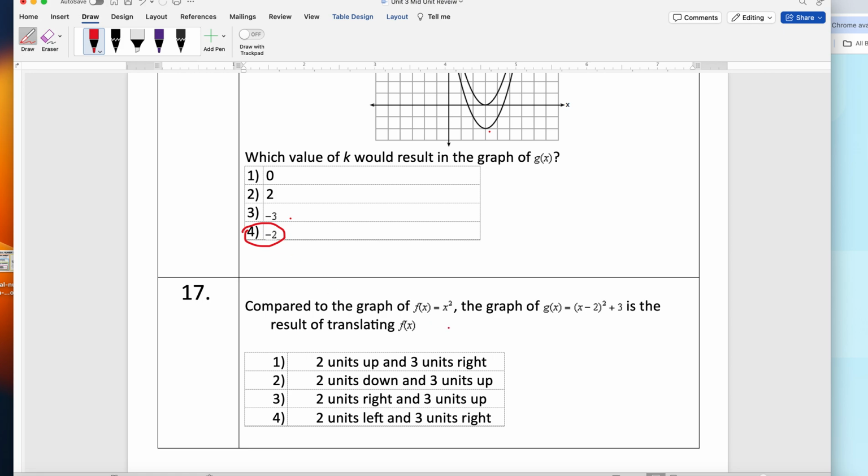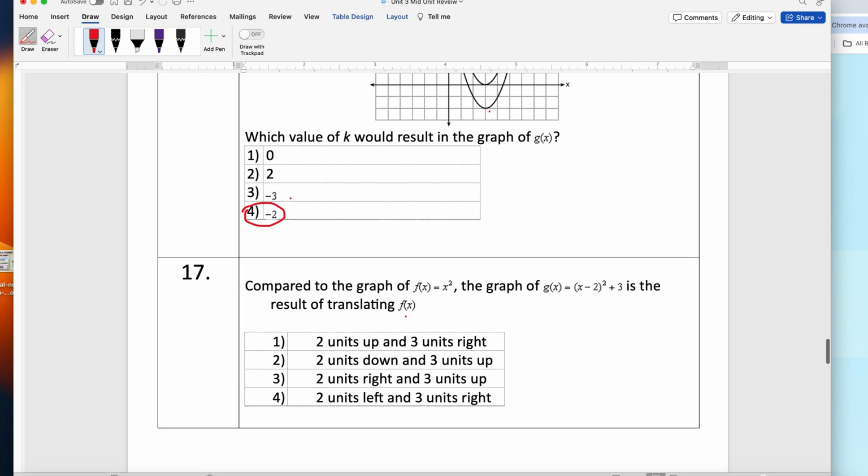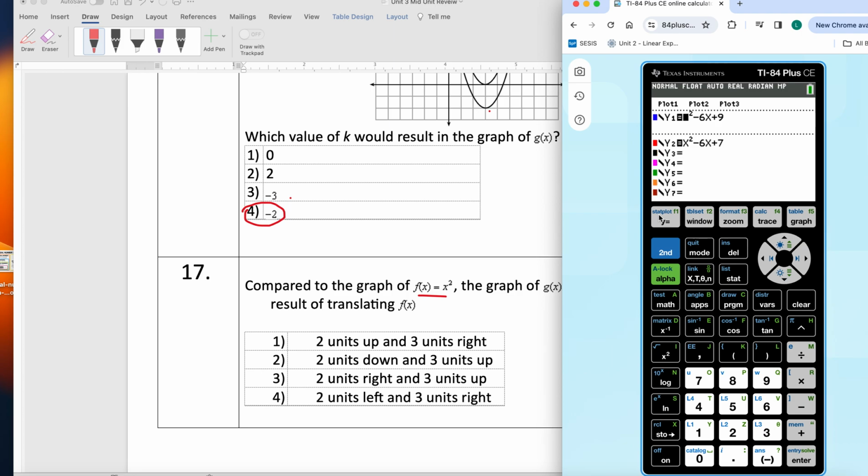Compared to the graph of f of x equals x squared, the graph of g of x equals x minus 2 squared plus 3 is the result of translating f of x. So our parent function here is x squared, and that makes this graph. And our vertex is at 0, 0.